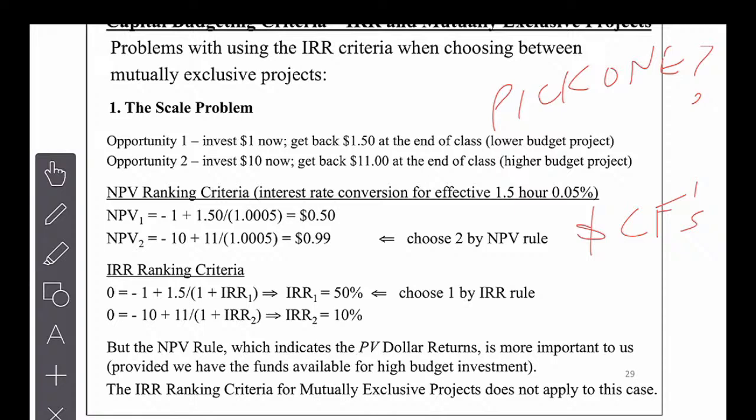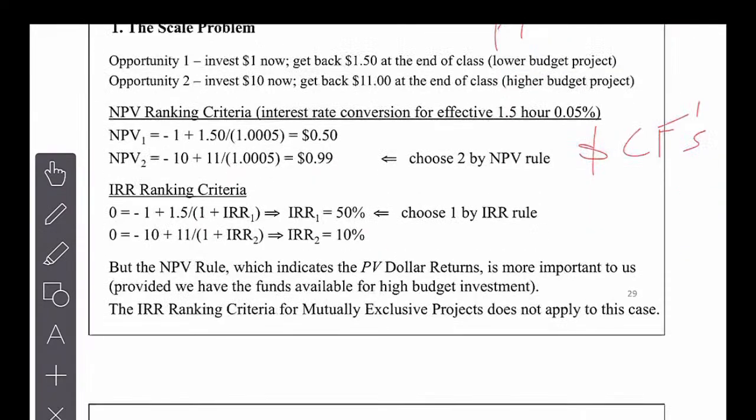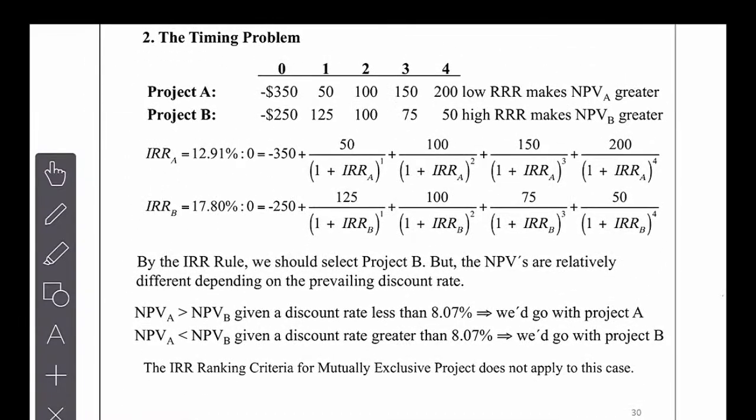Cash flows. All right. So this will create an issue for comparing mutually exclusive projects. You need a way to scale them so that you can actually compare them. And I'm going to teach you how to do that. Or if you already know, this is just a review for you. There might also be a timing problem.